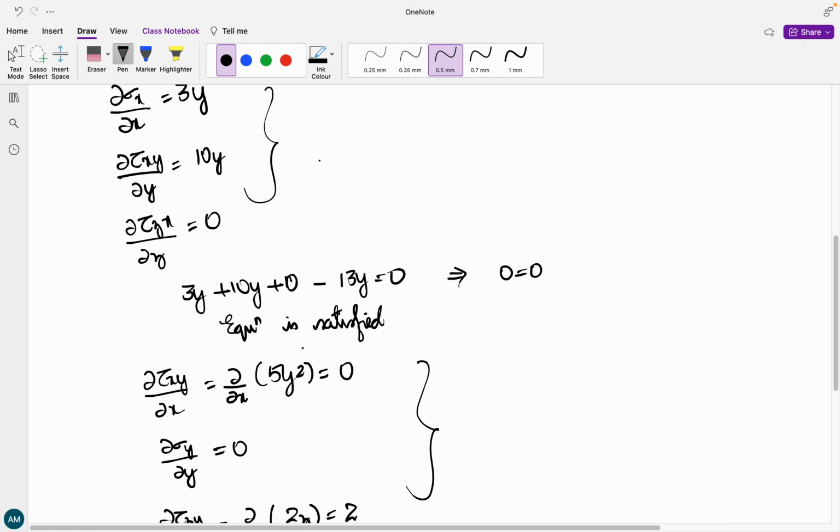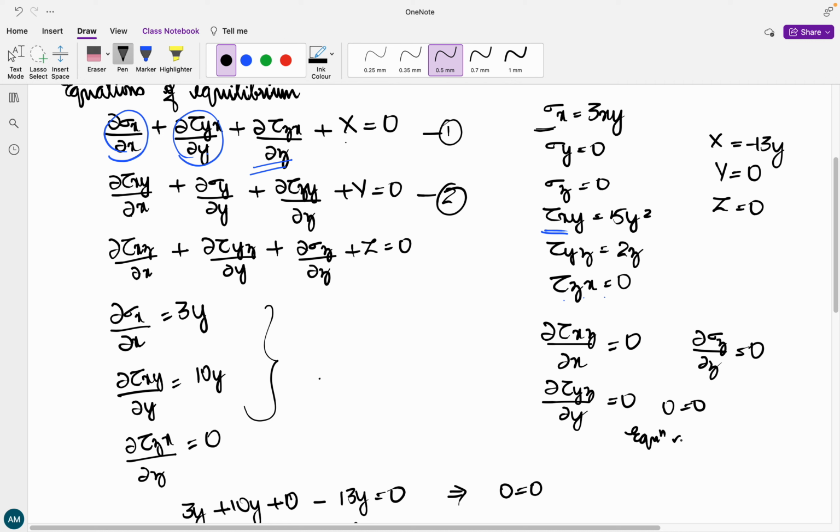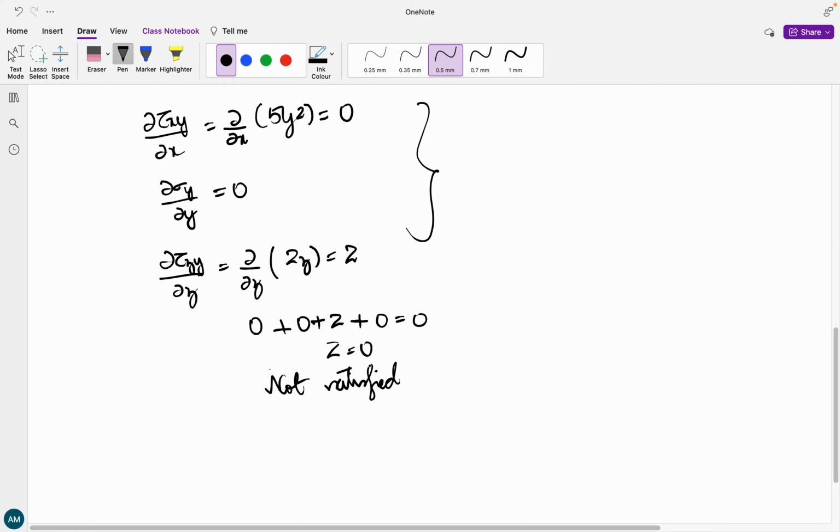Now considering the last one, that is ∂tau xz/∂x. Tau xz is 0. I'll just write it off over here itself. ∂tau xz/∂x is 0. For tau yz, there is no y component over here, so ∂tau yz/∂y equals 0. ∂sigma z/∂z, sigma z is also 0. So again this is going to be 0 and the body force z is also 0. So 0 equals 0, equation satisfied. We have first equation satisfied and third equation satisfied, whereas second equation is not satisfied.